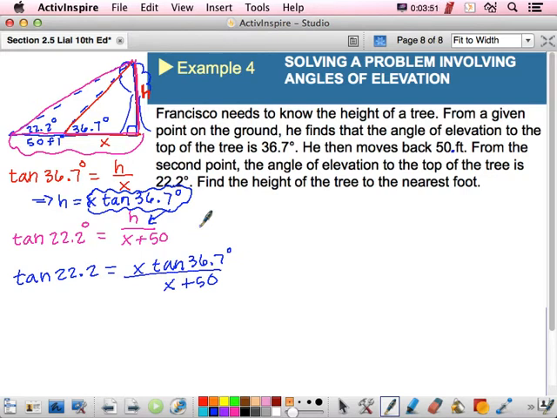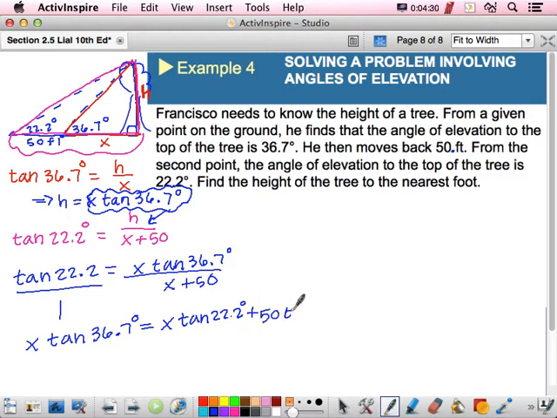That now is a single variable equation, and I can set it like a proportion and I can solve from here. So now I will stack that over 1 and cross multiply, and I get that 1 times x tangent of 36.7 must equal tangent of 22.2 times x plus 50. But we have to be really careful there because we have to distribute onto that binomial. So really that equals x times the tangent of 22.2 degrees plus 50 times the tangent of 22.2 degrees.